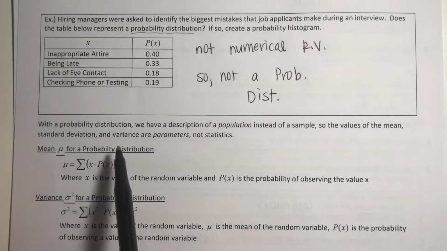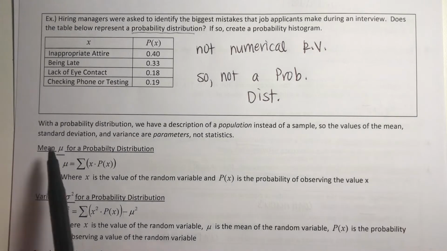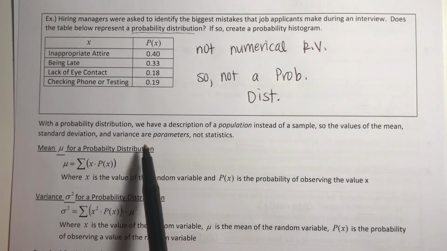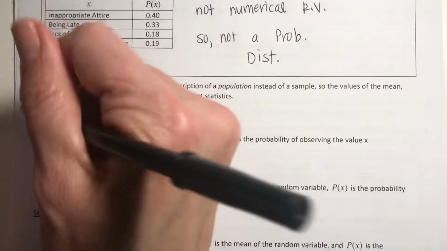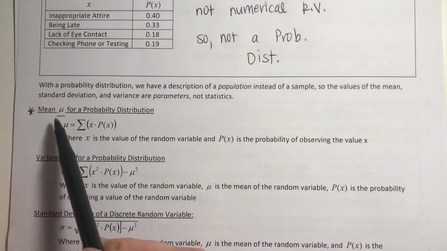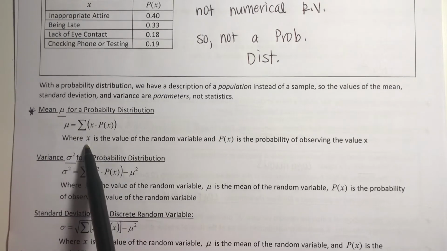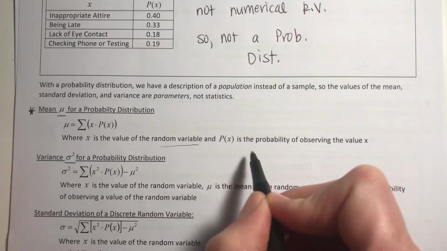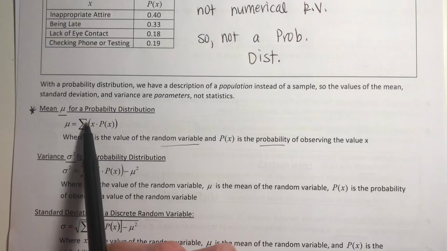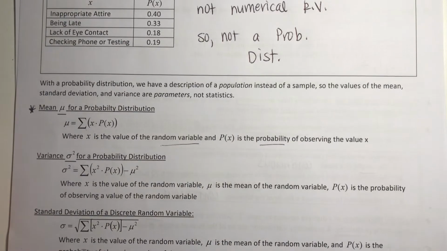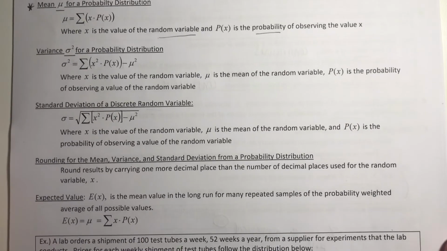With the probability distribution, we have a description of a population instead of a sample. So the values of the mean, standard deviation, and variance are all parameters, not statistics. I'm going to go ahead and give the mean a star here. We use mu for our probability distribution. It's the sum of x times p of x, where x is the value of the random variable and p of x is the probability. You're going to multiply those all together for each value and sum them up, and that would be your mean. We have the variance and the standard deviation, which I'm not going to stress too much about.